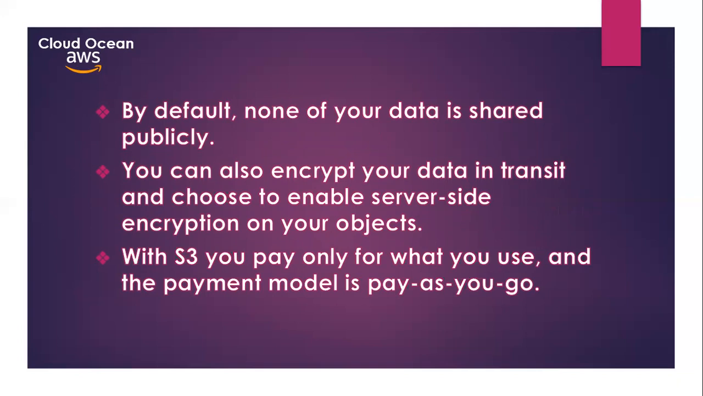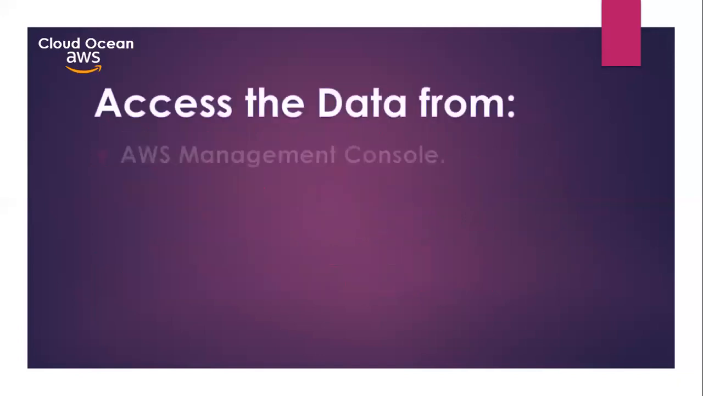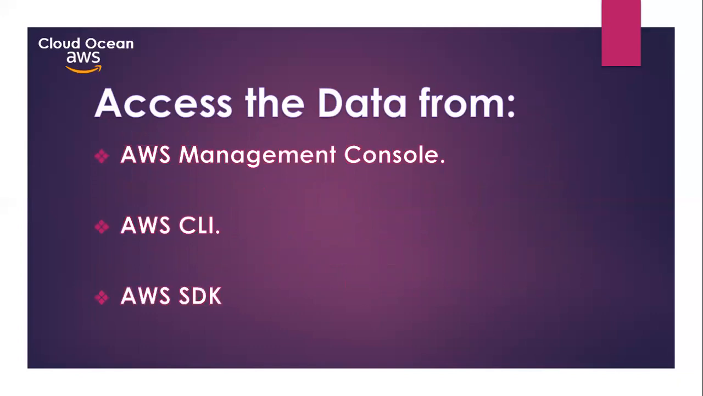You can also encrypt your data in transit and choose to enable server-side encryption on your objects. With S3, you pay only for what you use, and the payment model is a pay as you go pricing model. There are three ways to access the data from S3. The first one is through the AWS Management Console, the second one is through the AWS CLI, and the third one is the AWS SDK.